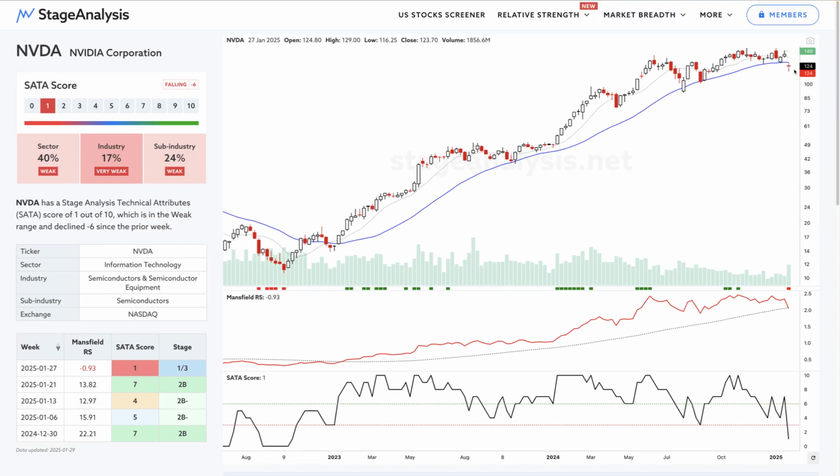So as you can see here, we highlight this, it's sitting right on the stage 4 breakdown level at the moment, but it's still below the 30-week moving average. So if it does close the week back above the 30-week moving average, then it will be 2B minus at that point. If it closed the week back above the 30-week moving average and the 10-week moving average, it would be back into 2B. So currently we're right on the borderline of stage 3 and stage 4 at the moment with Nvidia.